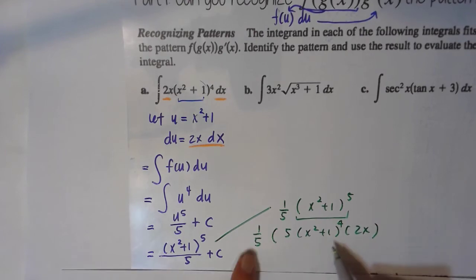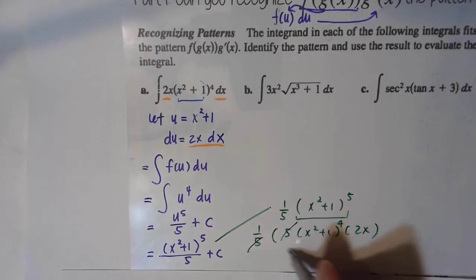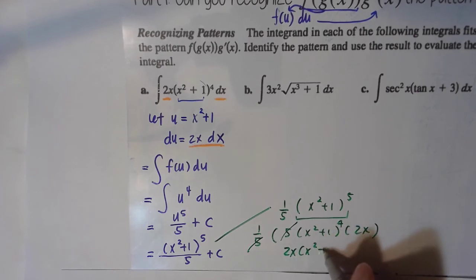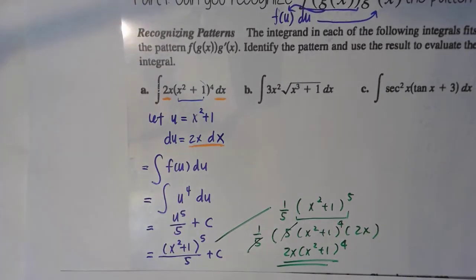Hey, where have you seen this before? Oh my god, it's the same thing. And you're left with 2x times (x squared plus 1) to the 4th. And that's what we were looking for. And that's what it was. You could always go back and check your answers that way.